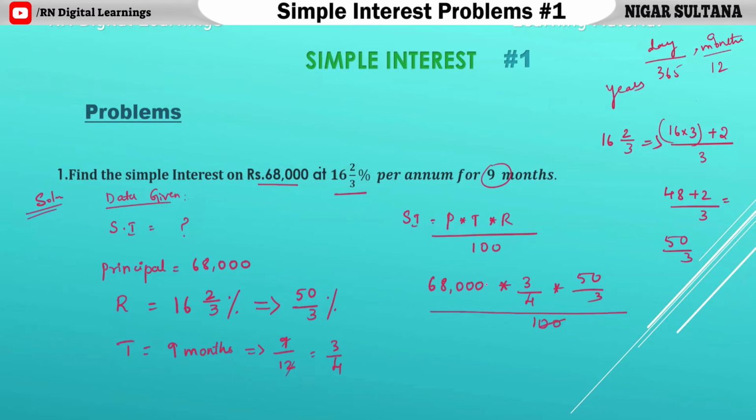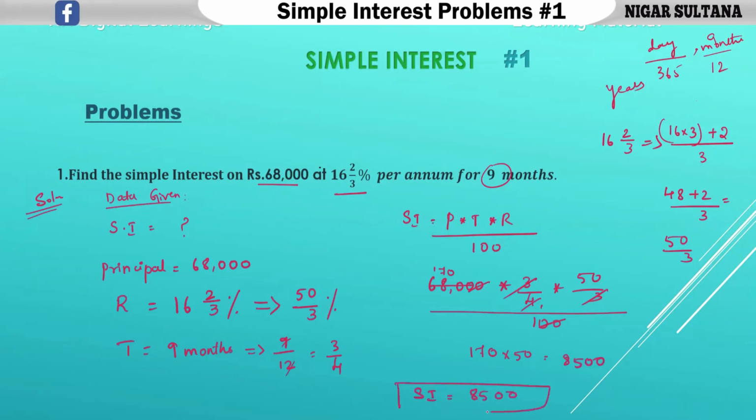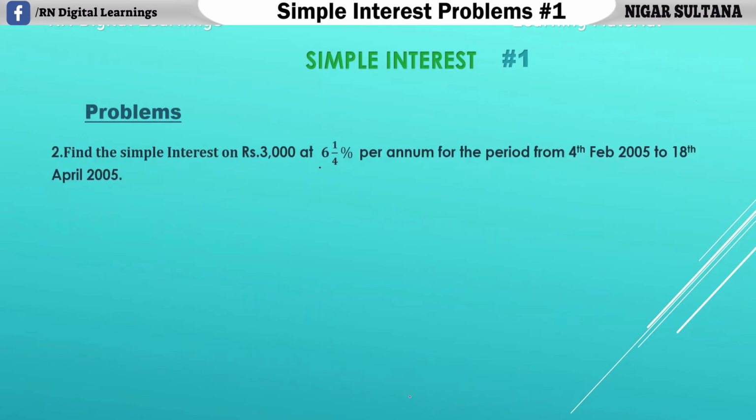These two zeros get cancelled. Now again, this 3 and this 3 get cancelled. 4 ones are 4, 4, 7 and this 0. So what is the value of 170 into 50? 8,500. This is a way to calculate the simple interest. I hope everyone has understood this. Let's move on to the next problem.